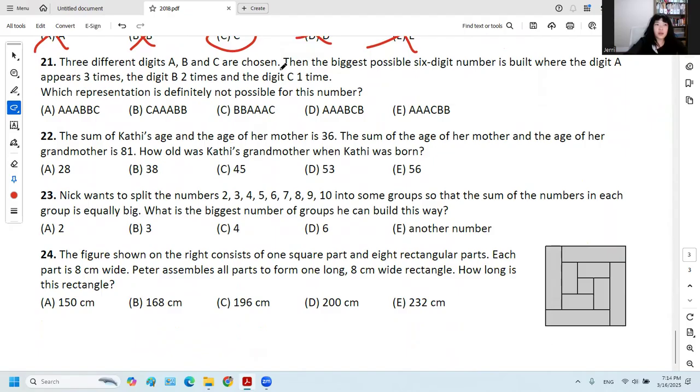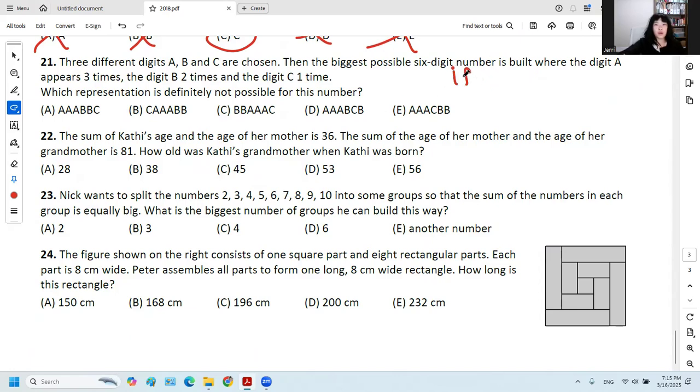Question number 21. 3 different digits, A, B, C, are chosen. The biggest possible 6-digit number is the one where the digit A appears 3 times, the digit B 2 times, and the digit C 1 time. Which representation is definitely not possible with this number? Right here.